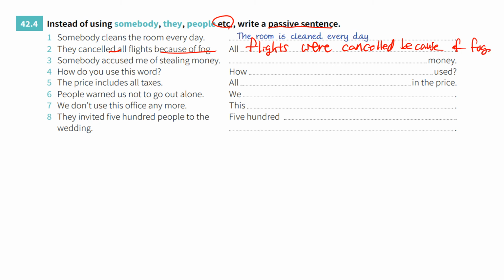Somebody accused me of stealing money. So here, me is the object, so I, and the past, I was accused of. I was accused of stealing money.